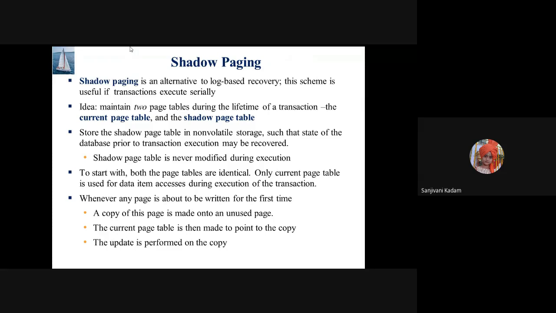To start with, both page tables are identical. Only the current page table is used for data item accesses during execution of a transaction. Whenever any page is about to be written for the first time, a copy of this page is made onto an unused page. The current page table is then made to point to the copy, and the update is performed on the copy.